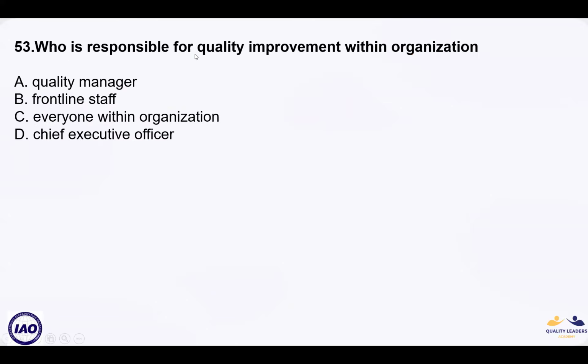Coming to question number 53, who is responsible for quality improvement within the organization? Is it the quality manager's responsibility? Or the frontline staff's responsibility? Is it everyone's responsibility? Or solely the leadership's responsibility? Remember, quality is everyone's responsibility, right? So it doesn't lie only with the leadership. It doesn't lie only with the frontline staff. It is everyone's responsibility. There is no second thought about this answer.